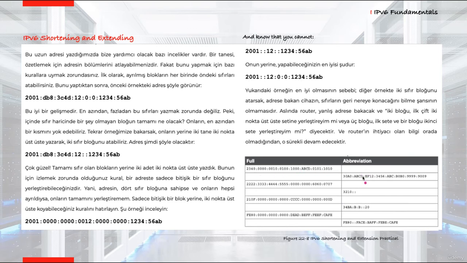Here it is also written in short, and we will write a long version of it. Let's do the first example first. We write the first block here as it is. You can't remove the trailing zeros, you can only remove the leading zeros.